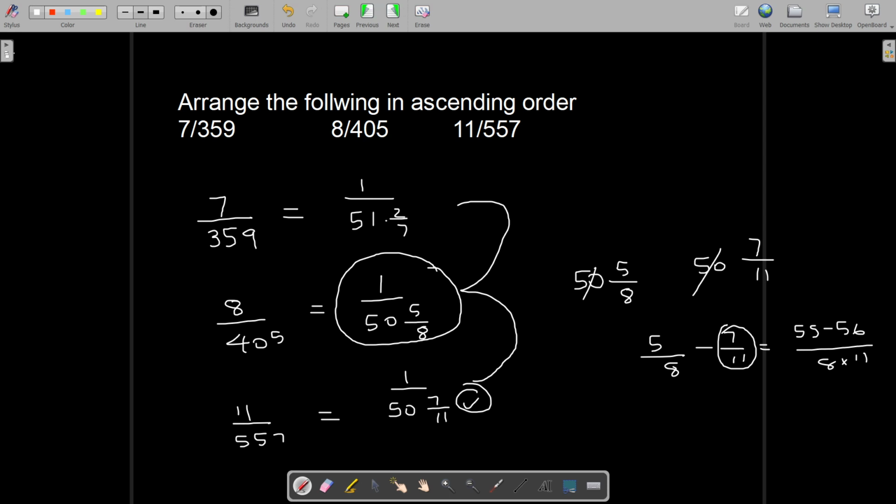8 by 405 is the largest. 8 by 405 is greater than 11 by 557 is greater than 7 by 359 is the answer. Hope you got that one. This is another method. Divide the numerator and denominator by the smallest one.